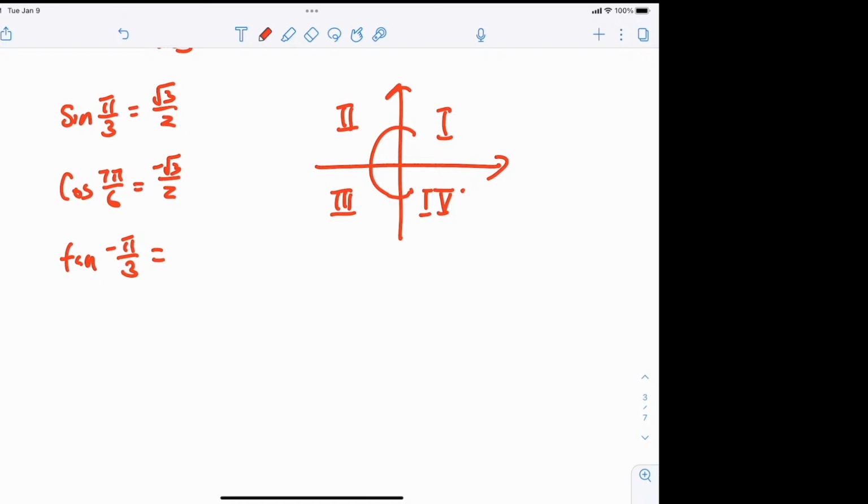Sam? Negative on top. Negative root 3 over 3. Vasquez? Negative square root of 3. Negative square root of 3 is correct.